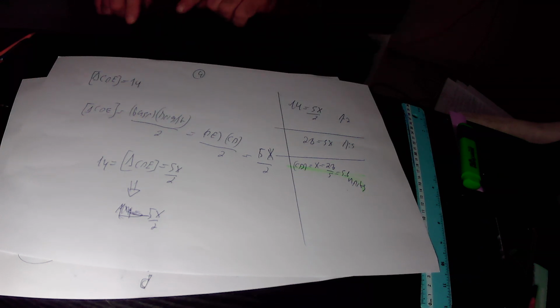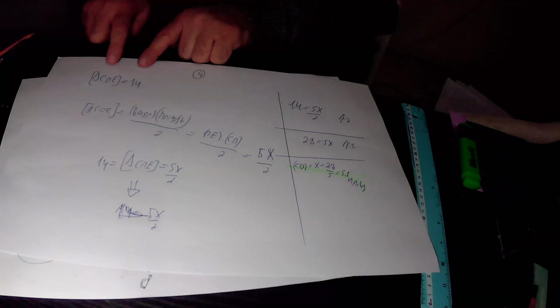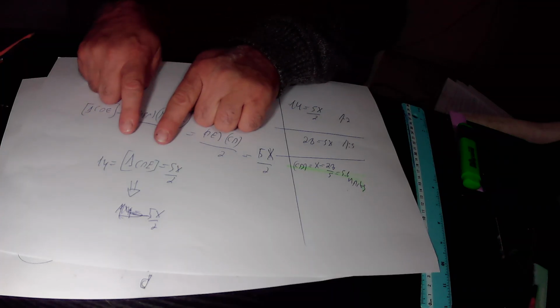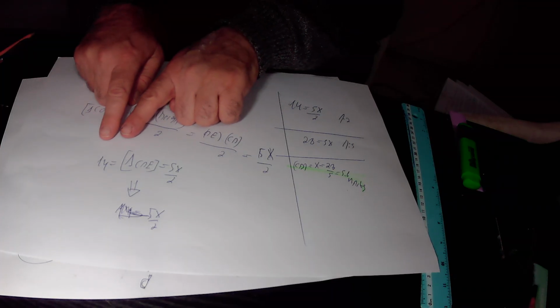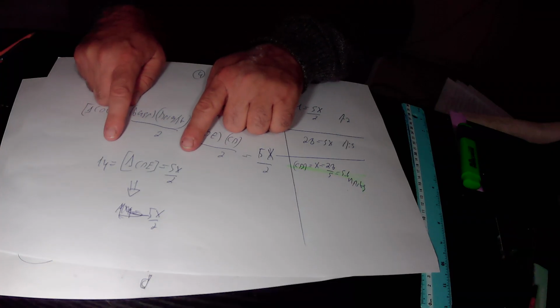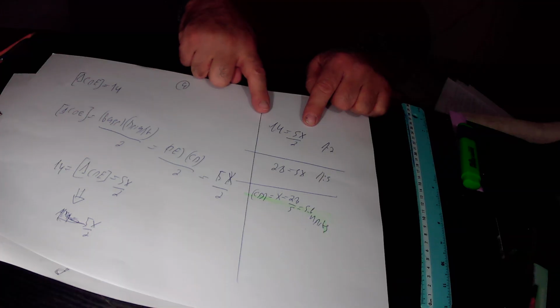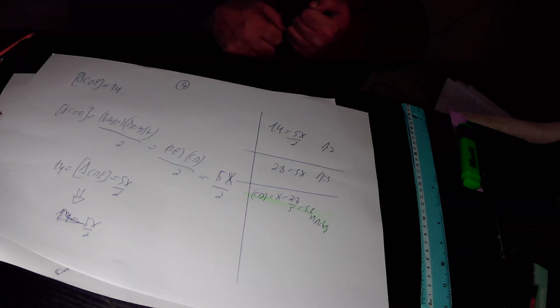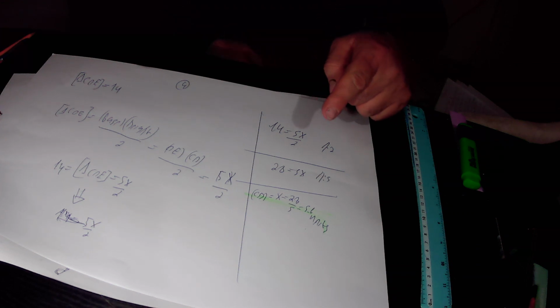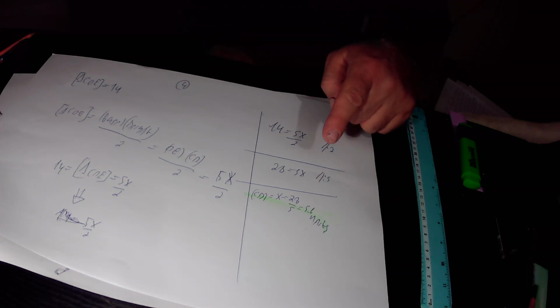But we already found that the area of the triangle COE equals 14. So we can write that 14 equals 5X over 2. If we multiply this equation by 2, we find that 14 times 2 is 28. 28 equals 5X. If we divide this equation by 5, we find that X equals 28 over 5, which is 5.6.